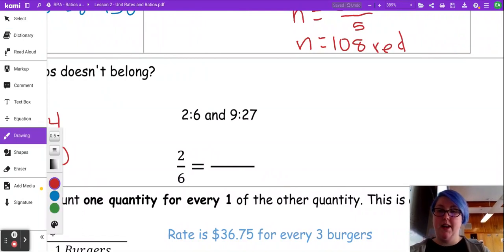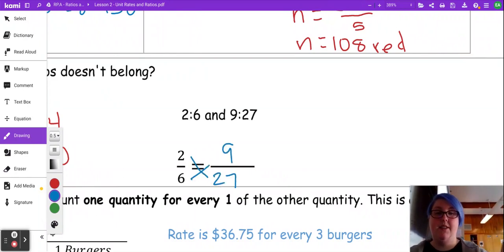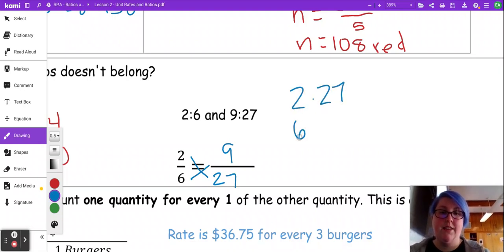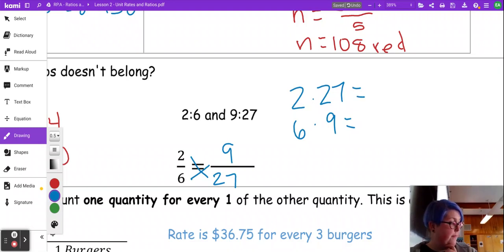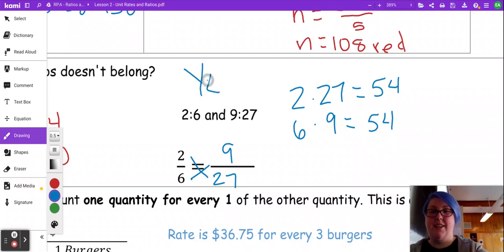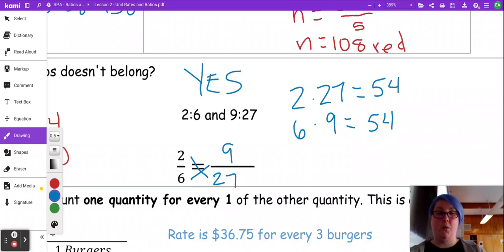All right, so now let's check 2/6 and 9/27. Again, the format is the same. We're going to cross 2 times 27 and 6 times 9 equal 54. So yes, this is an equivalent ratio.